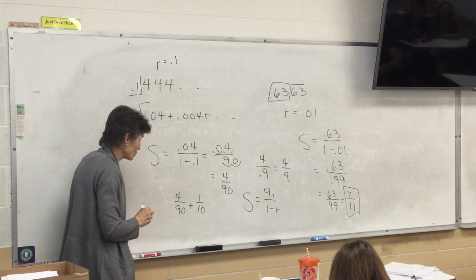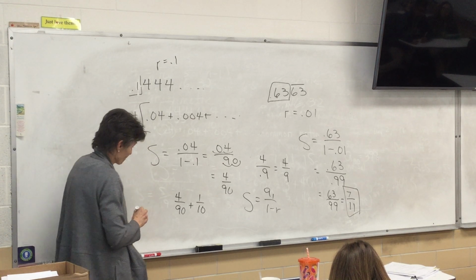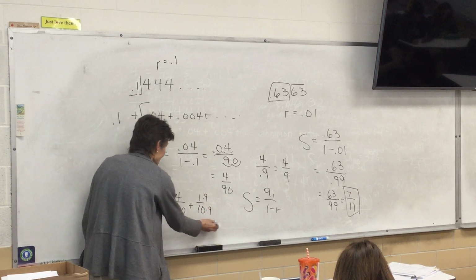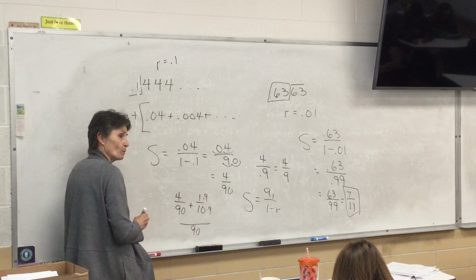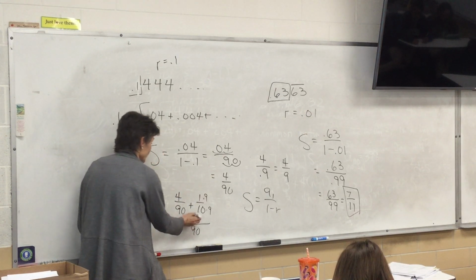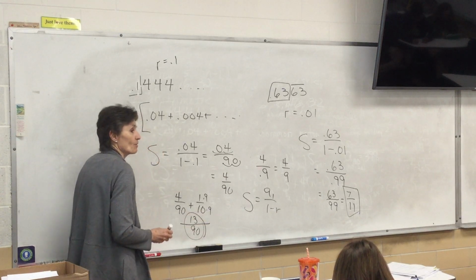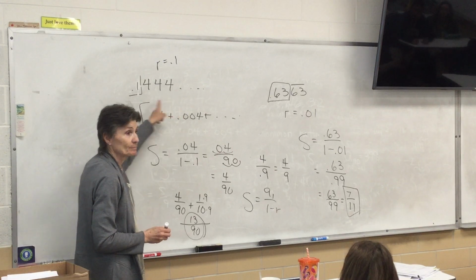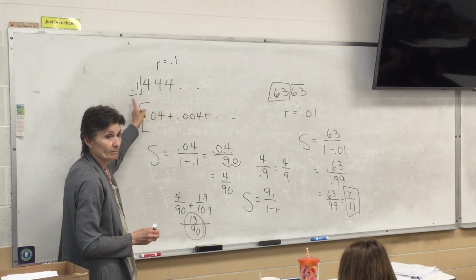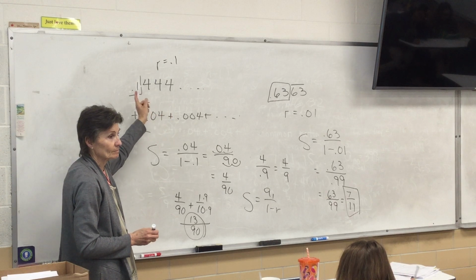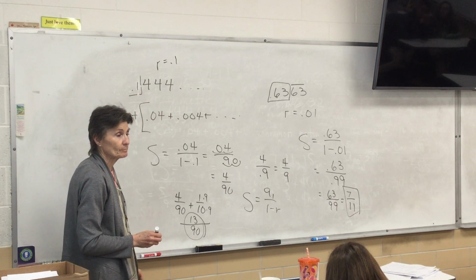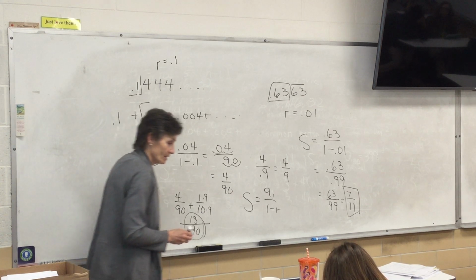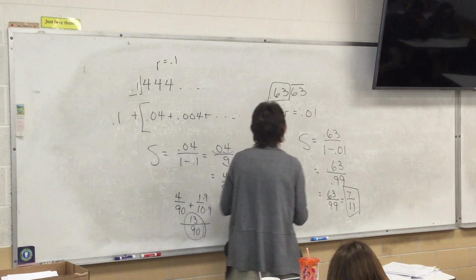How do I add fractions? Common denominator, so I'll make that. So 90 is my denominator. What's in the numerator? 13. Just for fun, 13 divided by 90 on your calculator. I bet you get this. If you don't, we're in trouble. Right? All right, 2.3333.